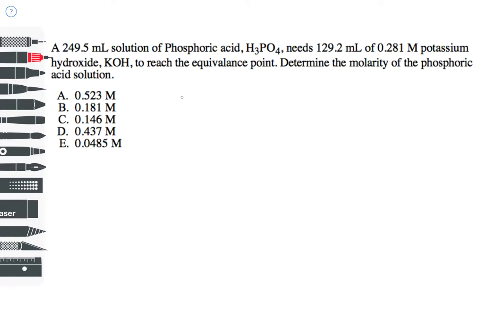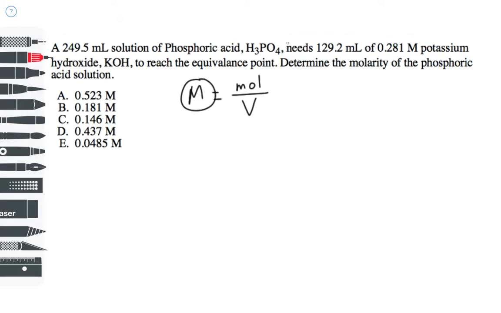In this video, we're going to be solving a titration problem. We're given a volume of phosphoric acid, and they're saying that it needs this volume of this molar amount of potassium hydroxide to reach the equivalence point. We want to find the molarity of phosphoric acid. You remember this equation: molarity is equal to moles over volume. Right here we have the volume. Our goal is to find the molarity.